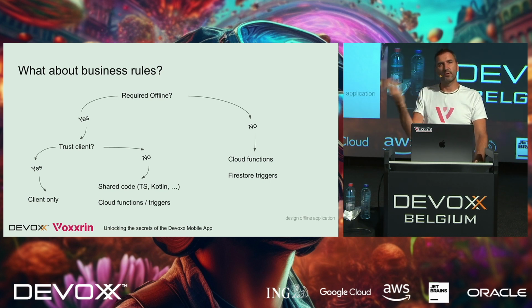So in this case, because we use TypeScript on the server and on the front end, we can reuse code, and we use shared data types between the server and the front end. So we can use shared code to have the business rule applied on the client, but then when the server receives the information, it applies and verifies the business rule.